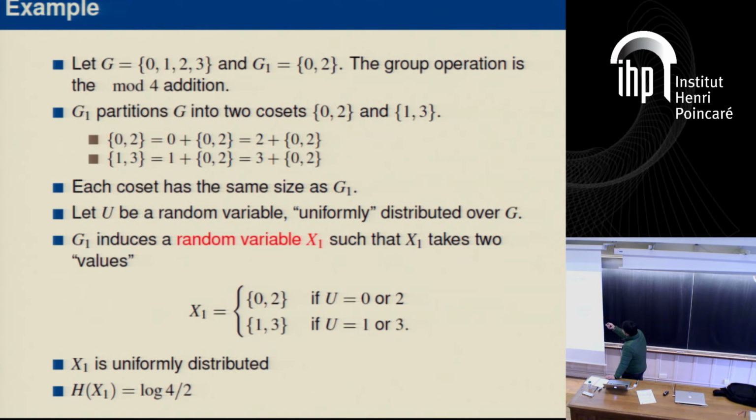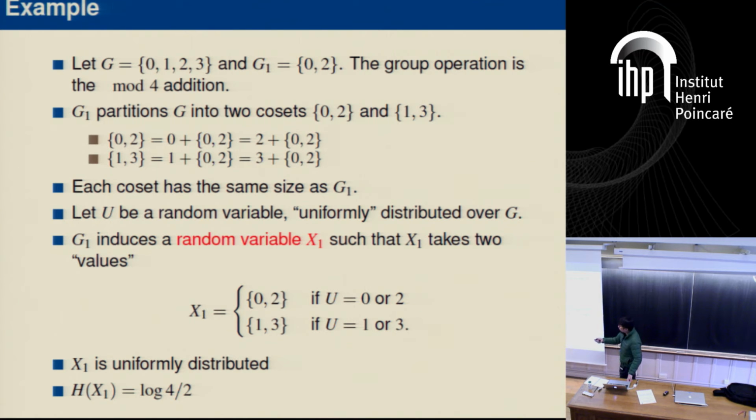Similarly, the other coset 1, 3 can be generated by taking 1 plus the group G1, or you can take the other element 3 plus 0, 2. They all give you the same set 1, 3. For example, this becomes 1 and 3, and 3 plus 2 becomes 1. So it's all the same. You can see from this example that each coset has two elements, the same size as G1. Now, let's say U is uniformly distributed over G. Then the random variable X1 induced by the group G1 will take this form.